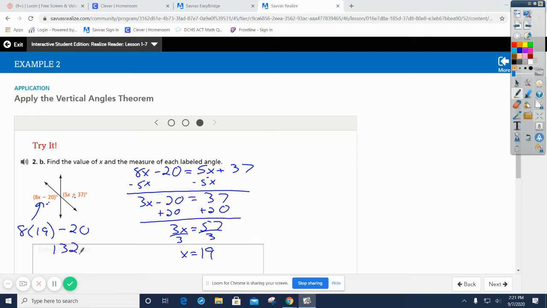Let me check it on the other one now. So if I plug in 19 over here on the one on the right, it should give me the same thing. So that would be 5 times 19, which would be 95, plus 37, that would be 132. Yeah, so that is correct. So 132 degrees. All right, so that's not that difficult. Just got to do a little bit of algebra there.